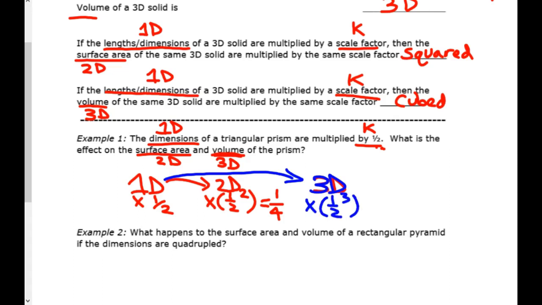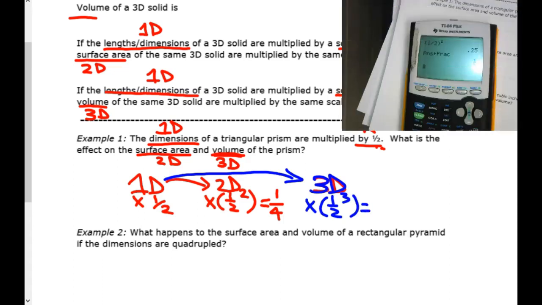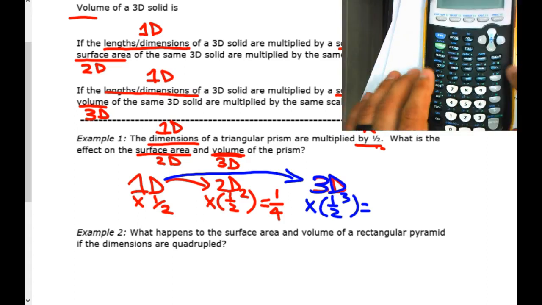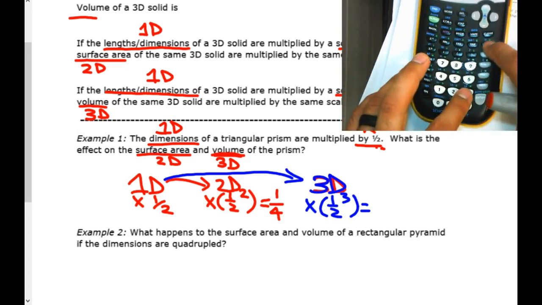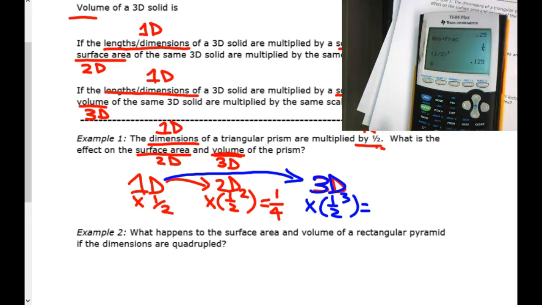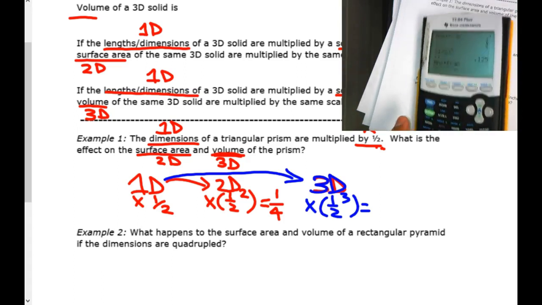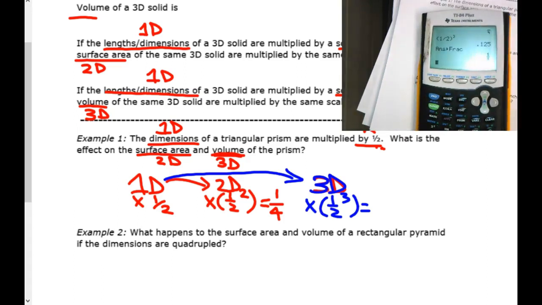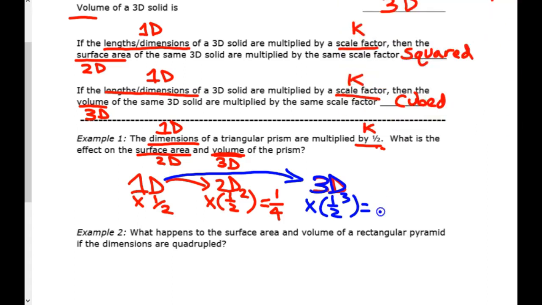Let's try that in our calculator. So I'm going to do parentheses 1 divided by 2, caret 3. I hit enter, I get a decimal, and then I press math, enter, enter. Might be kind of hard to see, but I get 1/8. Those are my two answers. 1/8 for the volume, and 1/4 for the surface area.